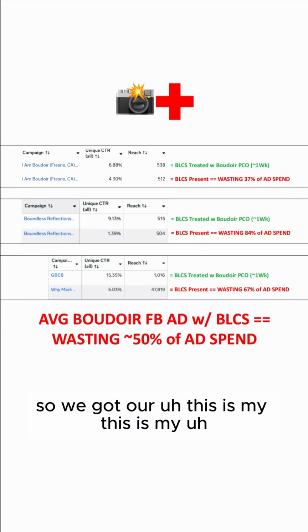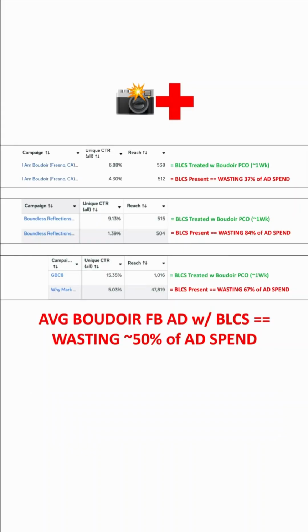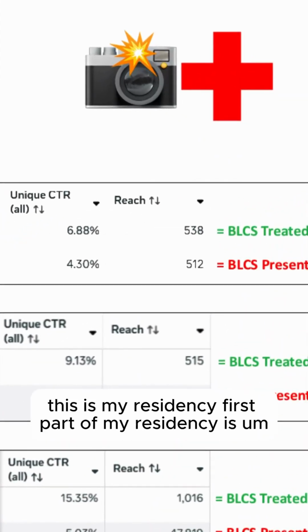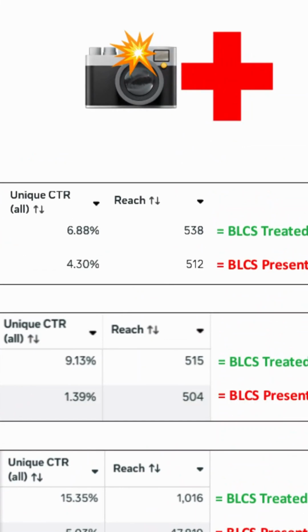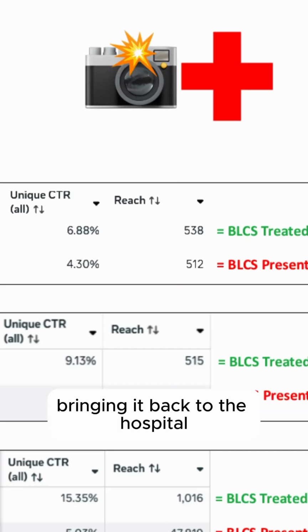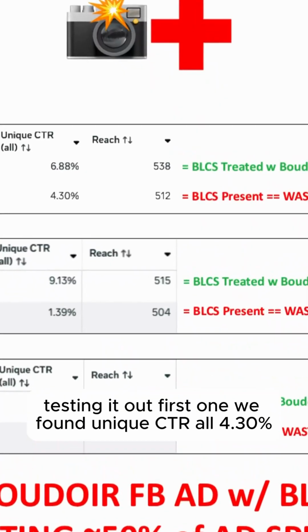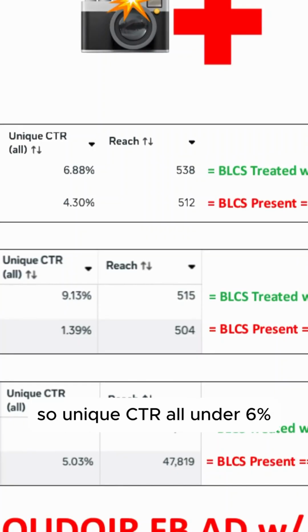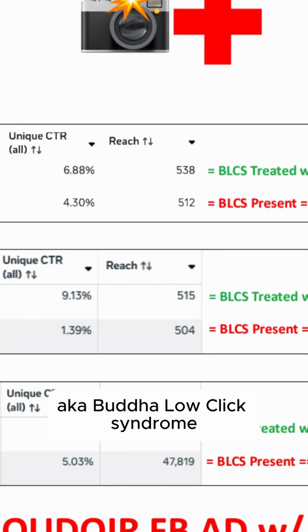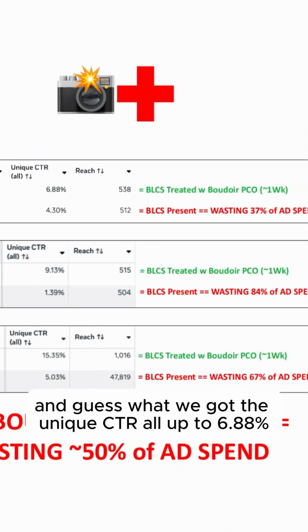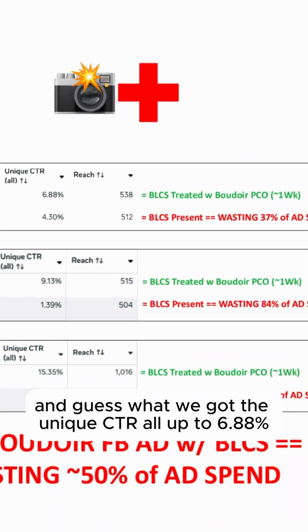So this is my residency. First part of my residency is finding a Boudoir Facebook ad out there, bringing it back to the hospital, testing it out. First one we found, unique CTR all 4.30%. So unique CTR all under 6%, we know that BLCS is present, aka Boudoir low click syndrome. So we got the treatment, treated with Boudoir Pico. Takes about a week. And guess what? We got the unique CTR all up to 6.88%.